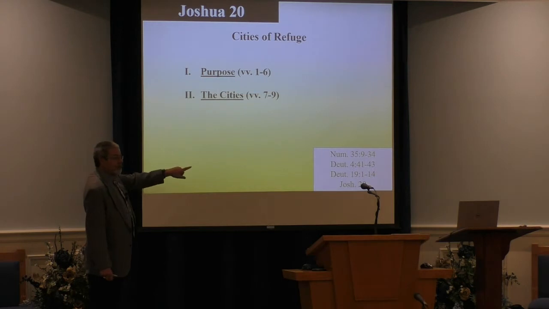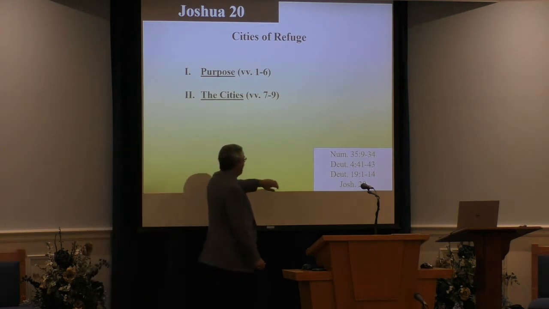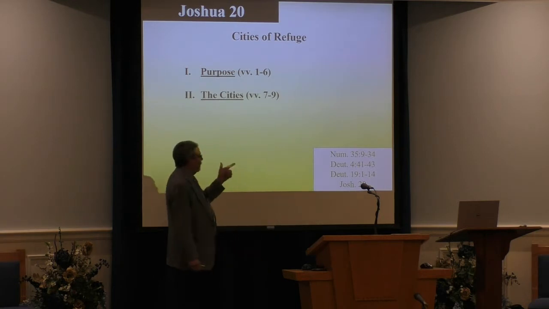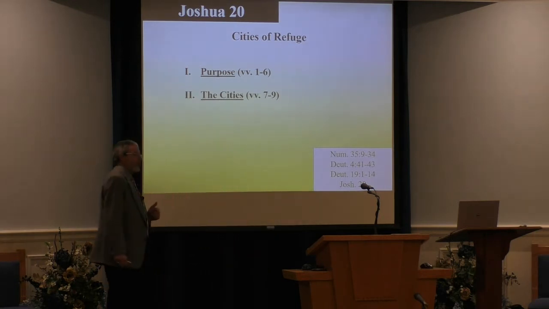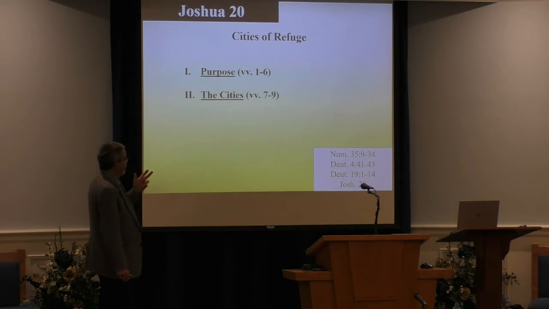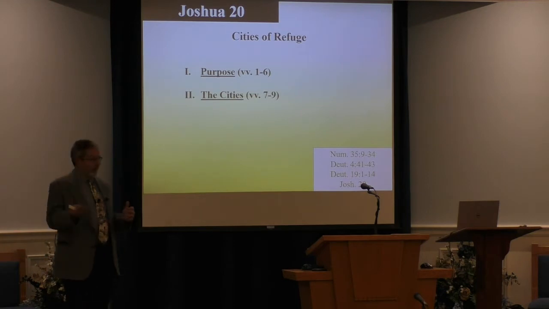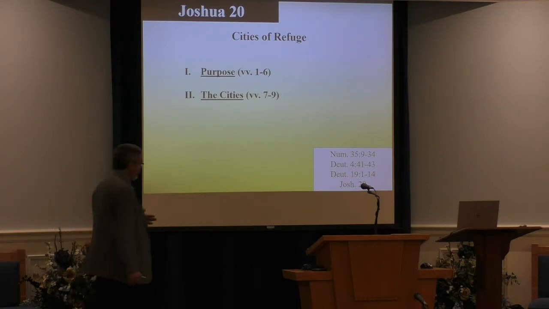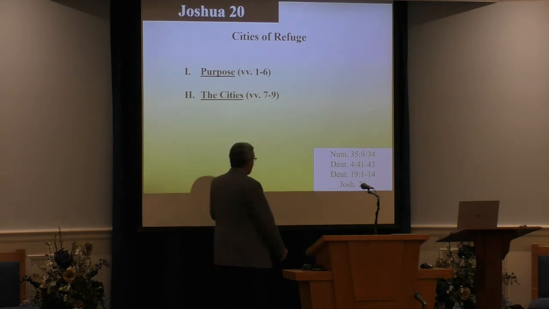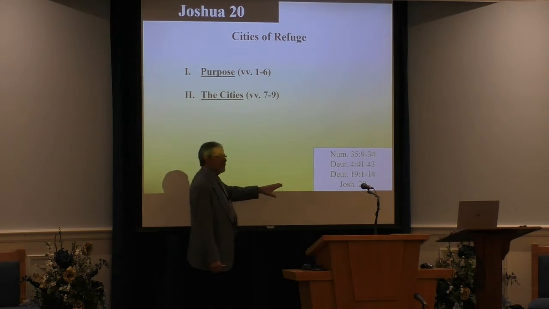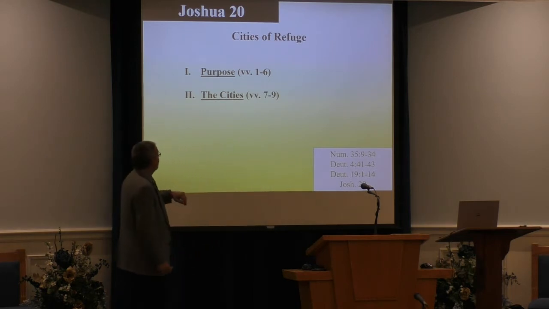So at Joshua 20, this may be a good time to write down these other three references. Numbers 35, we're going to go there in a minute, verses 9 to 34, Deuteronomy 4:41 to 43, Deuteronomy 19:1 to 14. And then we have Joshua 20, but that's where you are, so you don't need to write Joshua 20 down, you're already there. But anyway, put these three passages, and then when we get to those other passages, what we're going to do is write the other three down. And that helps me, at least in my study, going back and forth.